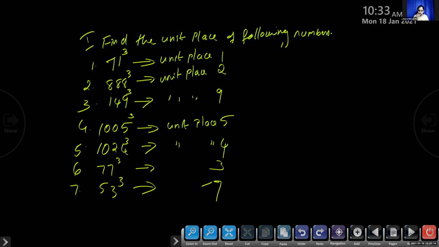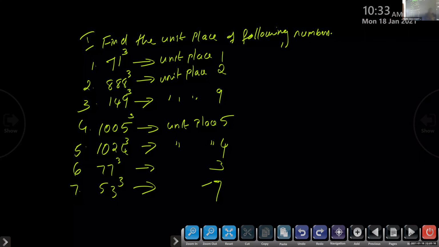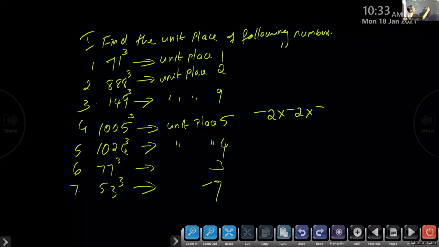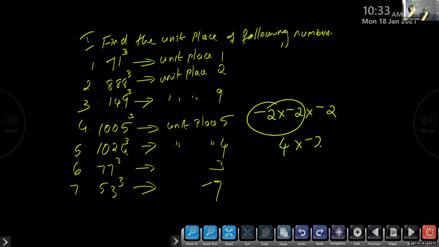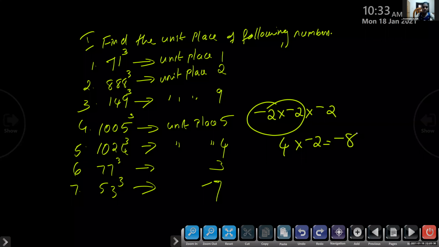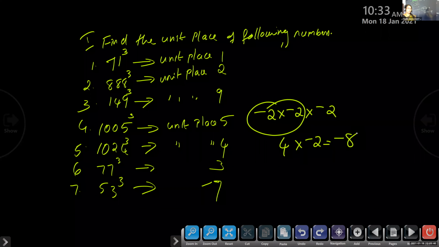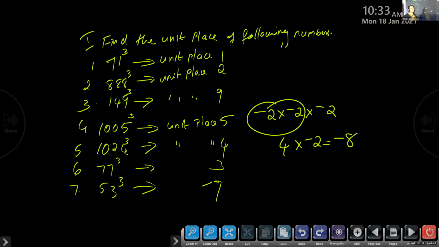Cubes of odd natural numbers are odd. And the last one is cube of negative integers. See, negative 2 into negative 2 into negative 2. Negative 2 into negative 2 is what? Positive 4. 4 into negative 2? Negative 8. Negative into negative will come positive, and then positive into negative is negative. So cube of a negative number will always be negative.